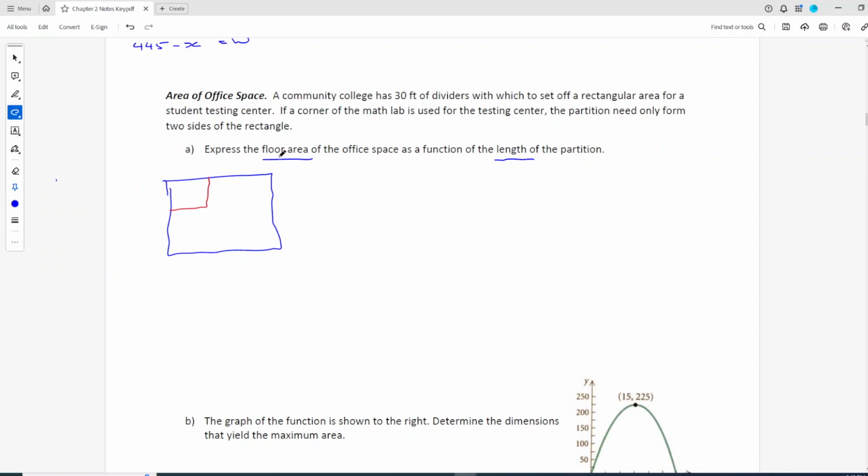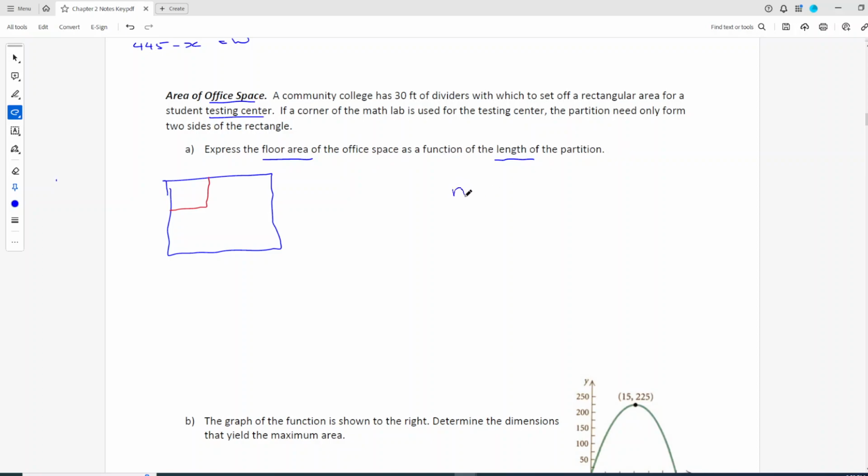I know that I want to express the floor area of the office space, which is, oh, it's funny, it says office space and office space. It really should be testing center. Same idea. I think I took this question out of the textbook, and I wonder if it said that office space and testing center are synonymous here. Okay, so express the floor area of the testing center as a function of the length of the partition.